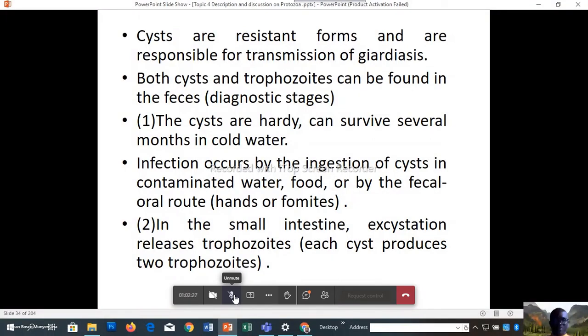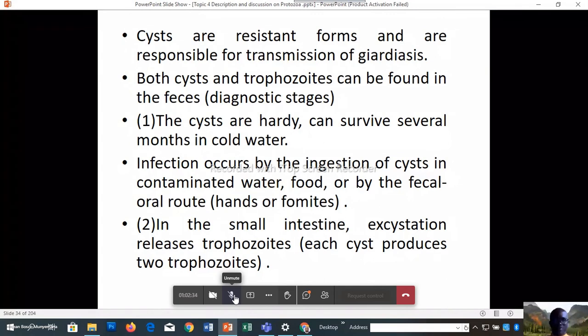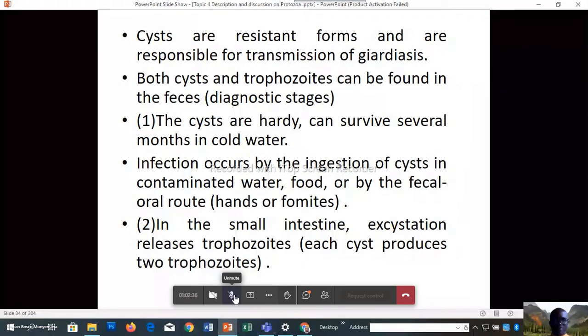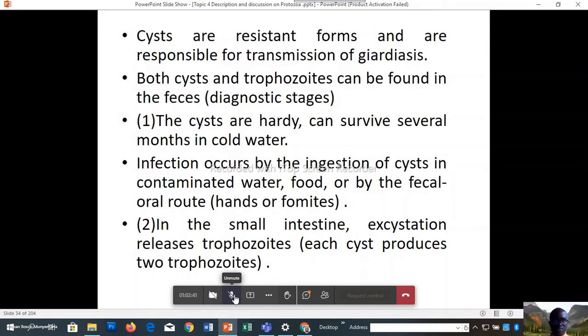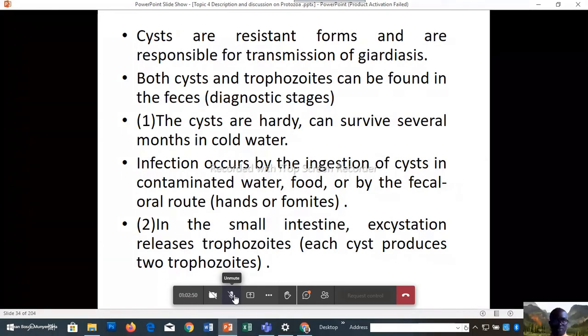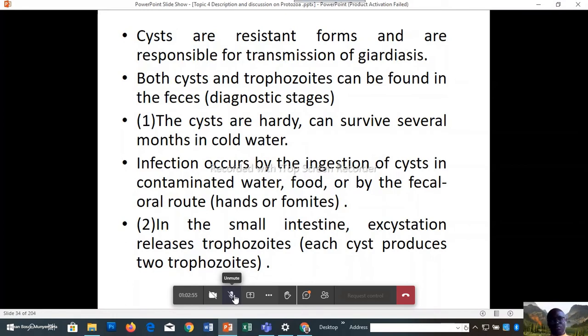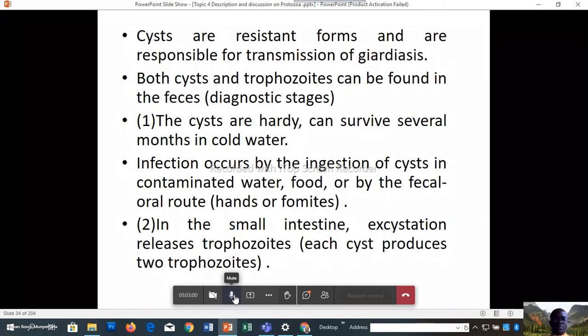So in that way, it will shut down all metabolic activities, because the trophozoite undergoes some metabolic activities. It absorbs the nutrient from the host, while the cyst doesn't absorb nutrient. It's there just waiting for favorable conditions to germinate and become a trophozoite again. So there will be shutdown of metabolic activities and so on, and it makes a cyst.